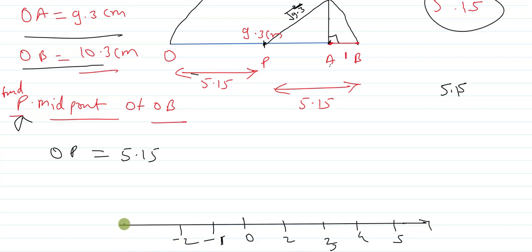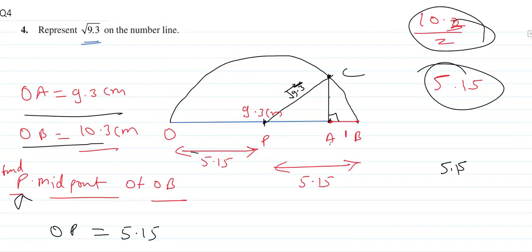This will be our number line. As I have taken this PC distance in my compass, I'll put my sharpening point here at point O and mark it. So it will be near about this 3 point something. Right? So this point will be your root 9.3. In this way you can plot or show any square root number which is not a perfect square on the number line. This is also a second method of finding this.